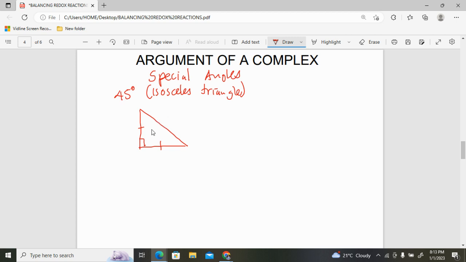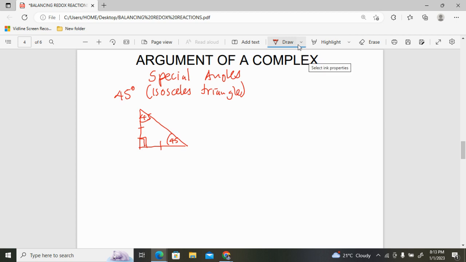Now, you know that a triangle should add up to 180 degrees. If this is 90 degrees, that means these two also should give us 90, so that the total is going to give us 180. And because this side and this side are the same, also these two angles are the same. So divide 90 by 2. That is going to give you 45 here, also 45 there.